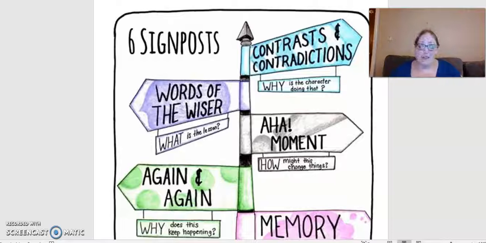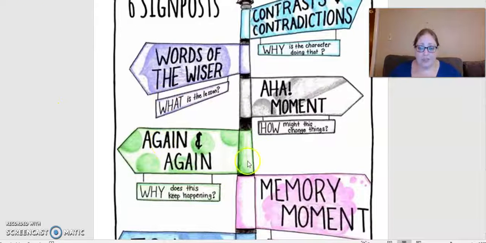Today we're going to be focusing on one of the signposts for Notice and Note that we were taught to pay attention to while we read fiction literature. And specifically, I want to talk to you about again and again moments. Again and again moments are those moments where the events just keep happening to the characters over and over, maybe in slightly different ways.